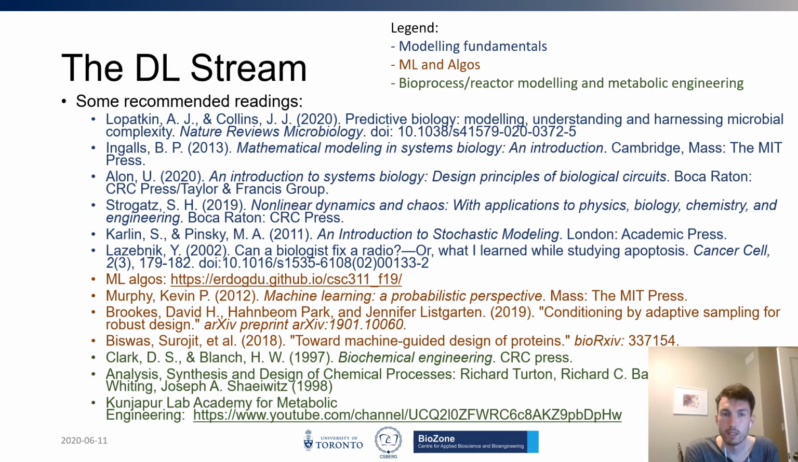And another textbook is Nonlinear Dynamics and Chaos with Applications to Physics, Biology, Chemistry, and Engineering by Steven Strogatz. That's a mathematics textbook, but focused on applications, more or less on dynamical systems and chaos. So again, if you want to go a little bit deeper than the dynamical systems theory that we talk about in my lectures, then you might want to check out this textbook.